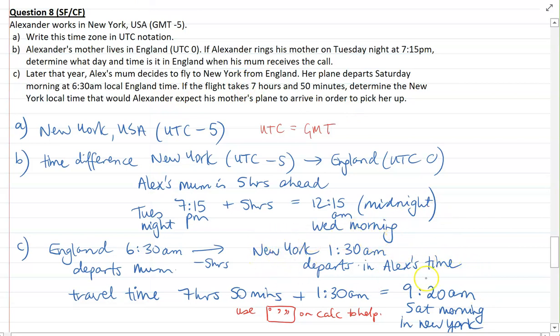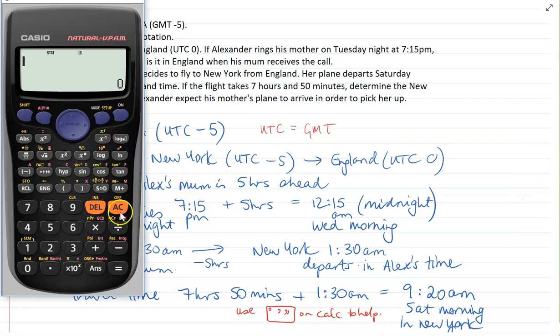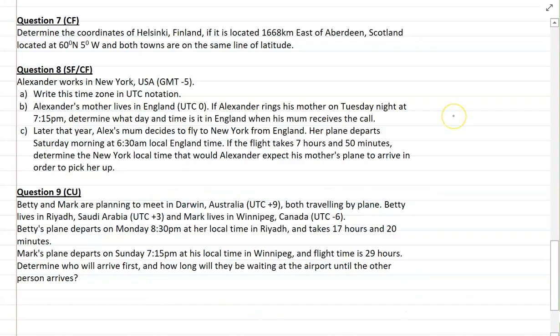Now what I need to consider is if she left 1:30 a.m. Alex's time, there's a travel time of 7 hours and 50 minutes. So if I add that onto his current time, I end up with 9:20 a.m. on Saturday morning. So checking that with the calculator, I've got the 1:30 a.m., add on 7 hours and 50 minutes of travel. That gives me 9:20.